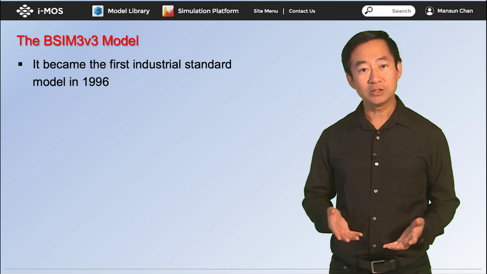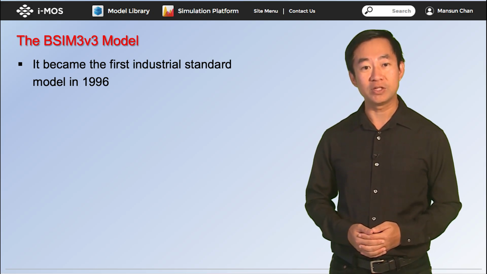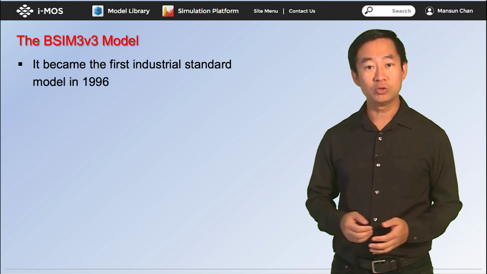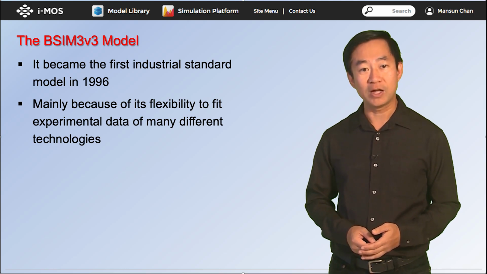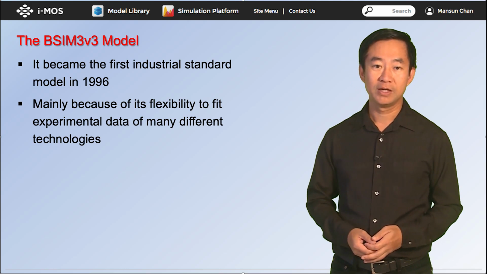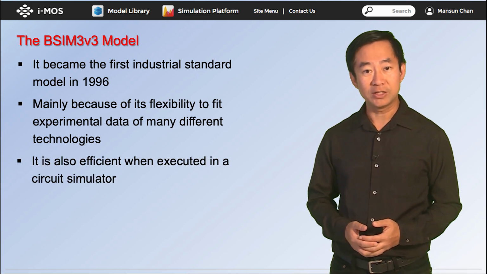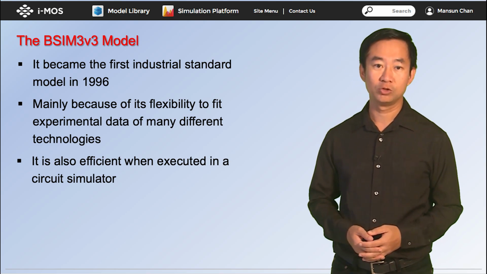In 1996, the BSIM 3v3 model was chosen as the first industrial standard model by the Compact Model Council for use in the semiconductor industry. The primary reason for this selection was not the superior physical accuracy of the model, but rather its flexibility to accommodate various datasets and its efficiency in circuit simulation. This highlights the differing requirements between academic models and industrial models.